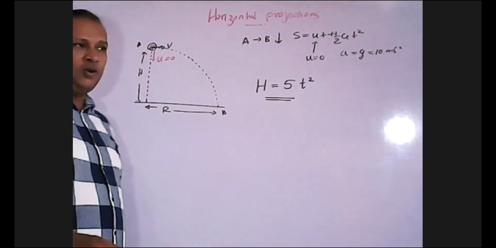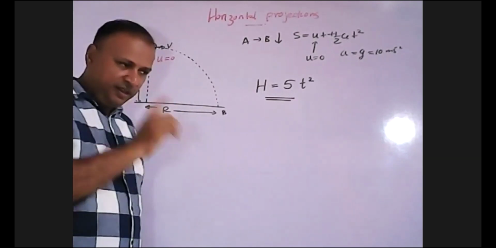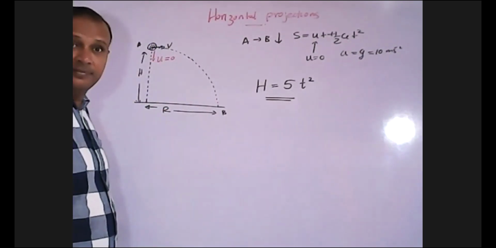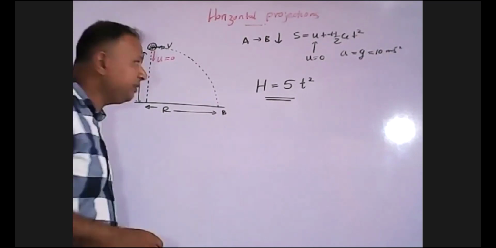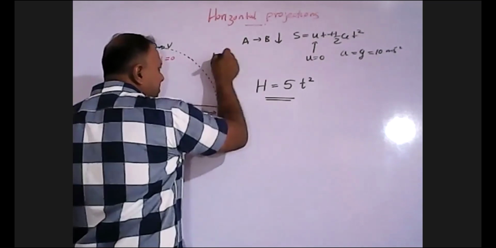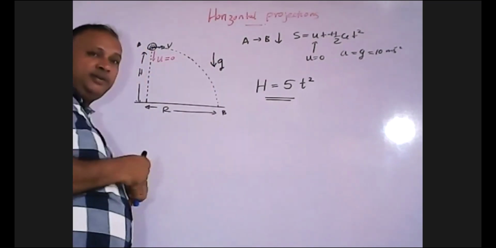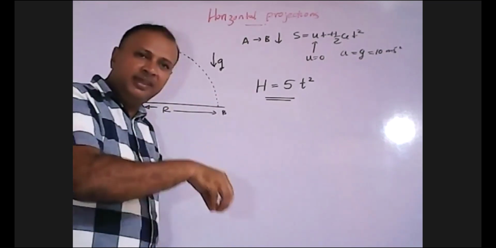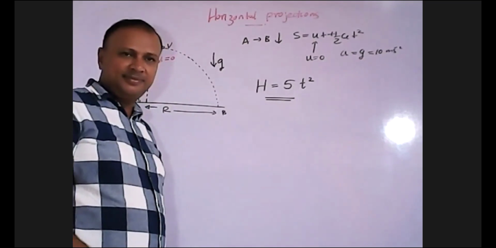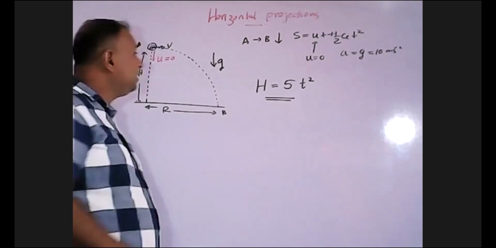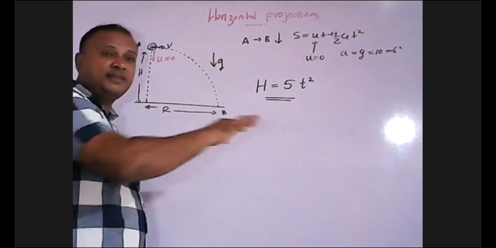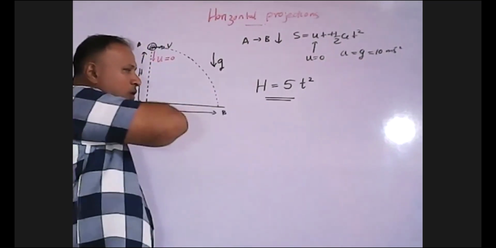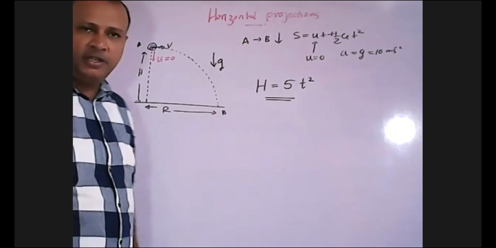Okay. So, if it is a horizontal projection, look at this. If it is a horizontal projection, there is no initial vertical velocity, but there is a vertical acceleration. Due to this vertical acceleration, the magnitude of vertical velocity will be increased gradually. But the horizontal velocity remains unchanged because there is no any acceleration or deceleration towards the horizontal direction. Did you get my point?